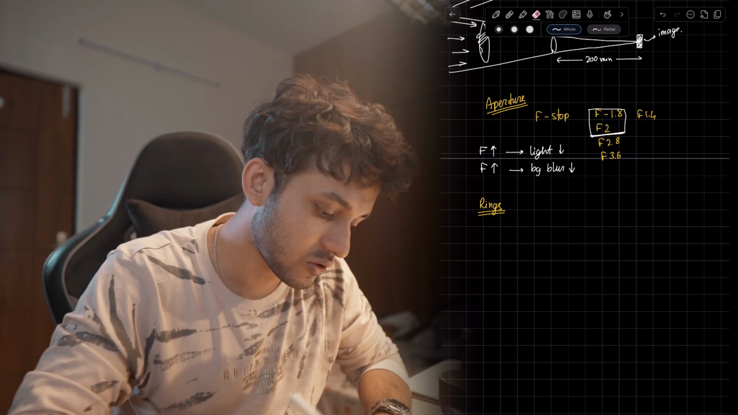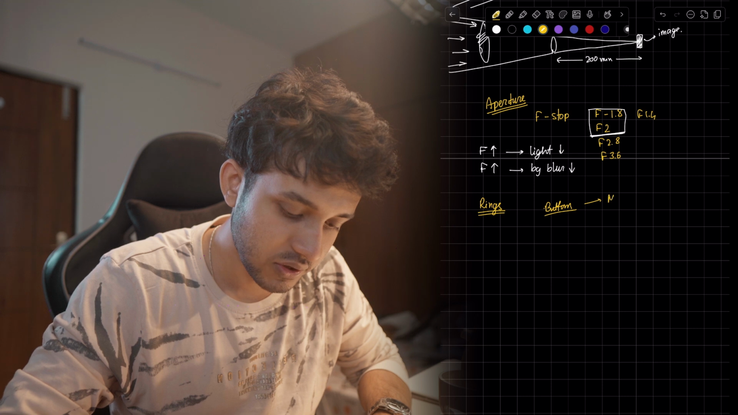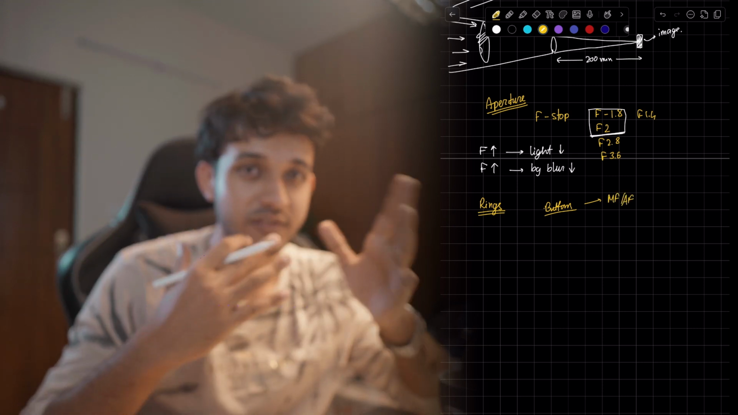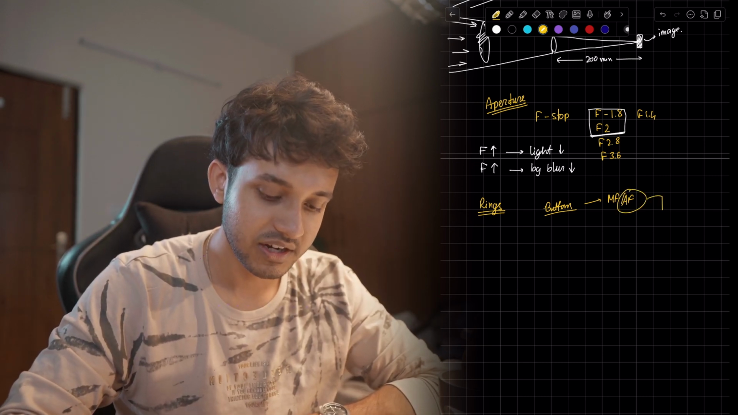Then there is also, you will often see buttons of manual focus and autofocus. Manual focus is very simple. You rotate the ring to shift focus and particularly focus on one point. How autofocus works is something very different.